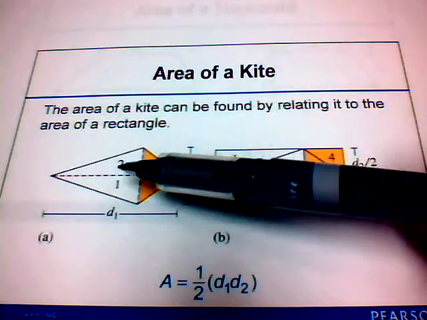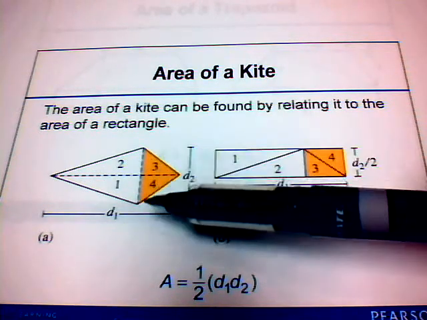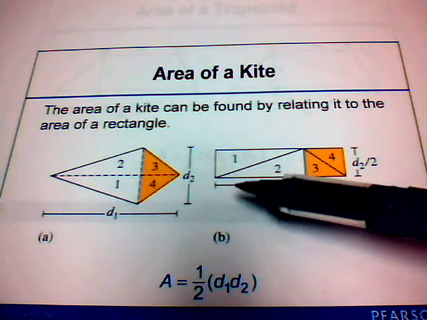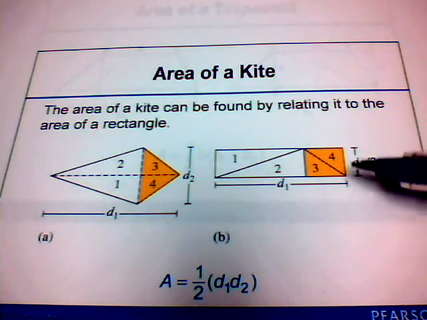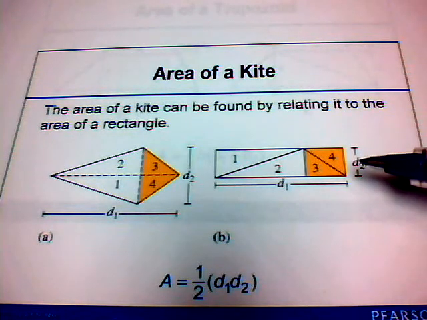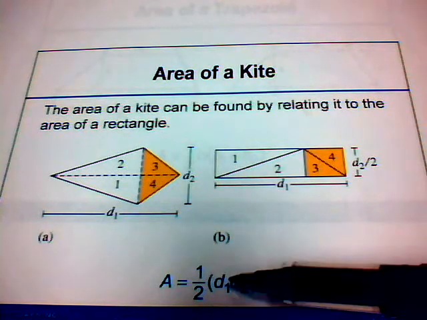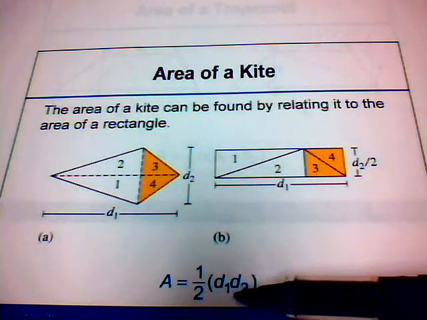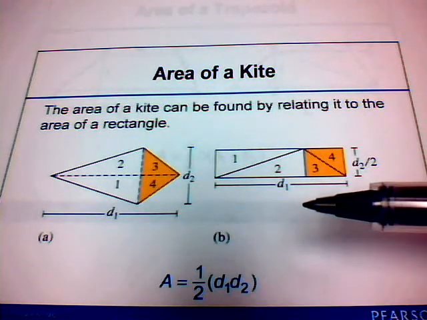If you were to rearrange or cut out these 4 triangles and rearrange them, it'll end up like this, where this length is the diagonal here, and this height or this width is going to be 1/2 the second diagonal. So here the area is going to be 1/2 the product of the 2 diagonals. Area is equal to 1/2 times the length of the first diagonal times the length of the second diagonal.